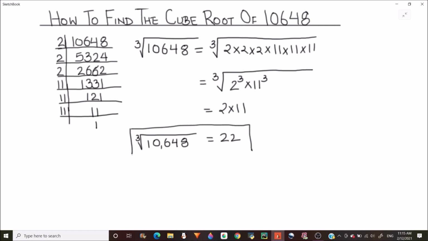So this is how you can find the cube root of any number by using the method of long division or prime factorization. I hope this video is helpful to you.